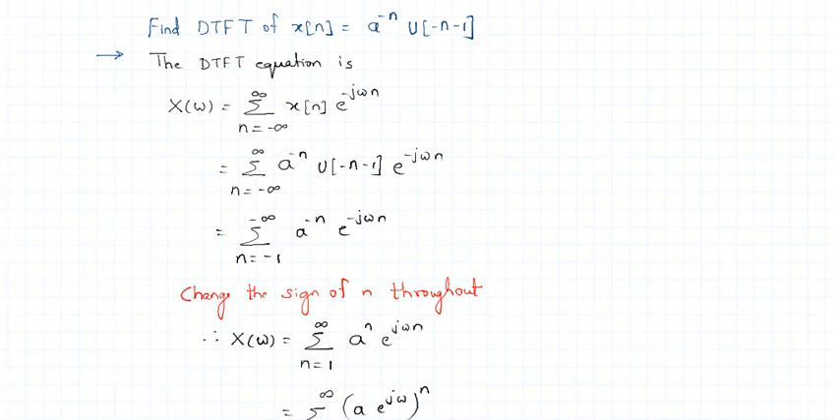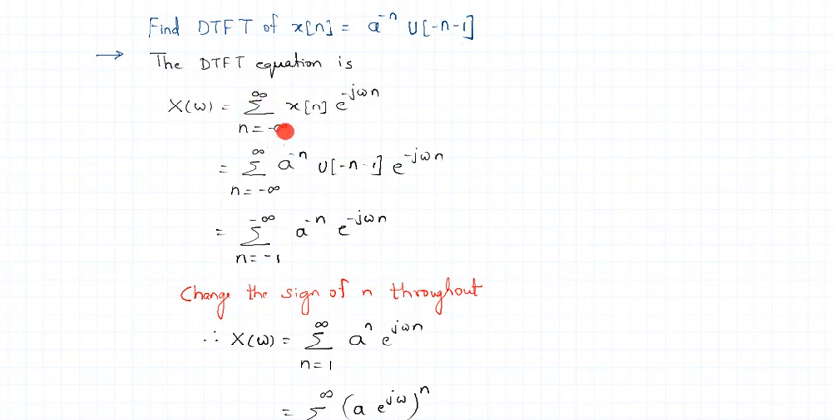Let us look at the next example. The next example is a raised to minus n u of minus n minus 1. So the earlier example was a raised to plus n u of minus n minus 1. Now the equation is a raised to minus n u of minus n minus 1. Correct? So now we already know, evaluated from the last example, that u of minus n minus 1 is a signal which extends from minus infinity to minus 1, and therefore we have not plotted it here. We'll directly substitute the limits.